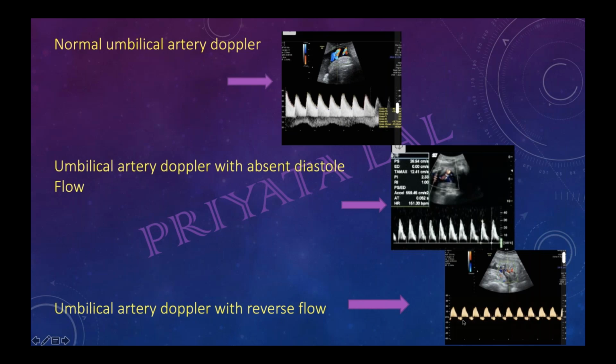Nobody is asking you all these questions; this is only for a better understanding of that guideline, of what they want from you. So I'm repeating it again. This picture shows good diastolic flow, and it is a normal umbilical artery Doppler. This picture shows Doppler with absent diastolic flow. This picture shows Doppler with reverse diastolic flow. Just understand this, no need to remember. Is it clear?